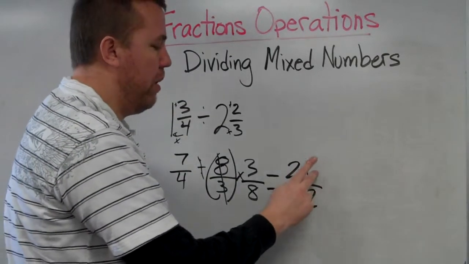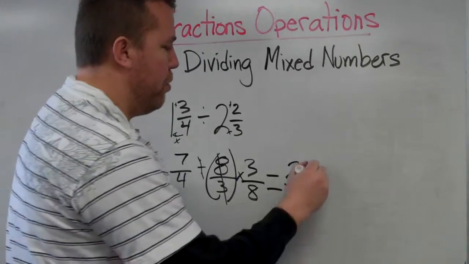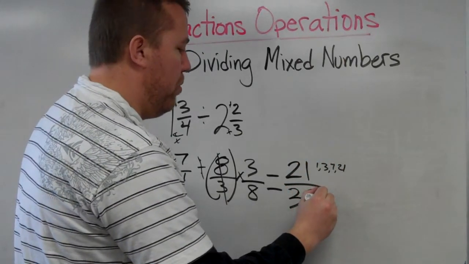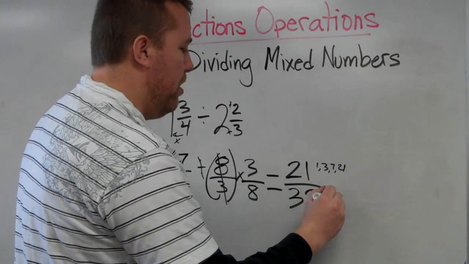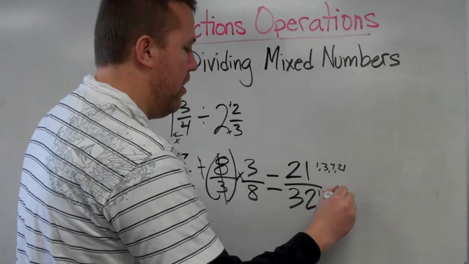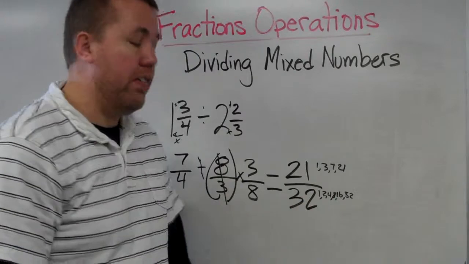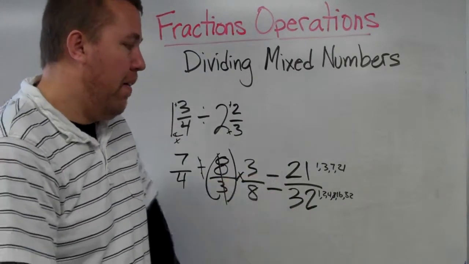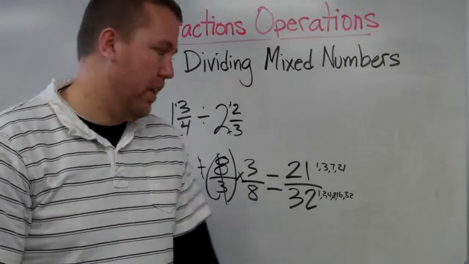The factors of 21 are 1, 3, 7, and 21. And the factors of 32 are 1, 2, 4, 8, 16, and 32. None of those match except 1, so 21/32, even though it looks pretty complicated, is simplified.